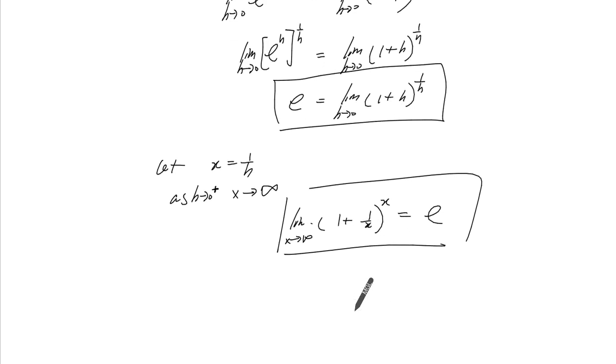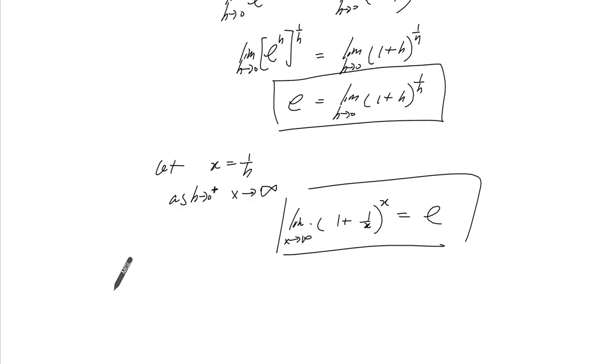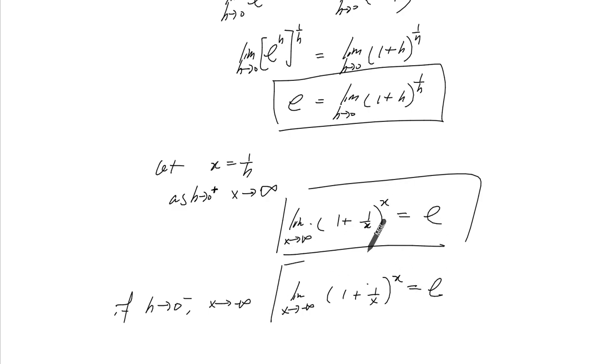Okay. So notice that I made h approach 0 here. What if h approaches 0 from the left side? We have x approaching minus infinity. So we could also do this as well, x approaching minus infinity. That would also have to equal e. So now we're going to use these three conditions to find some limits involving e.